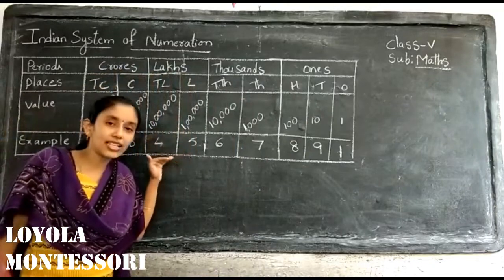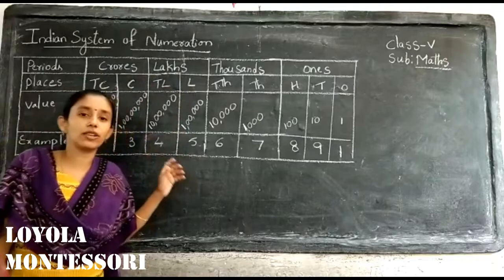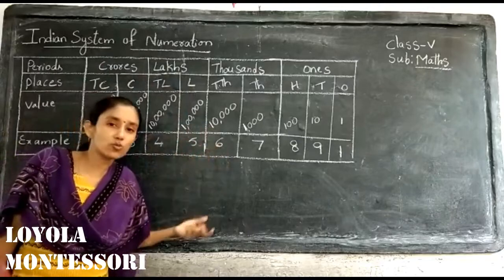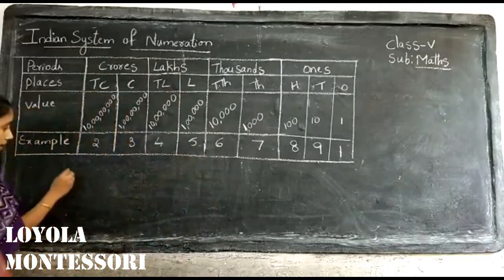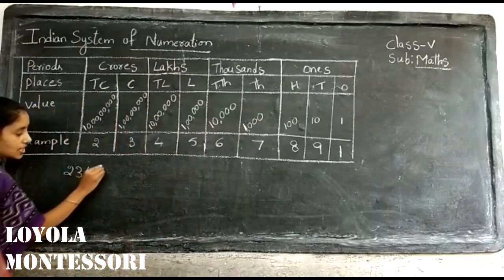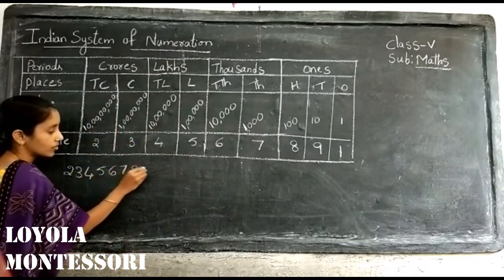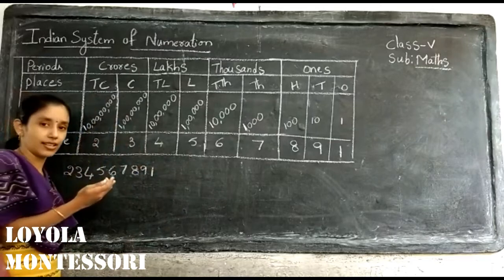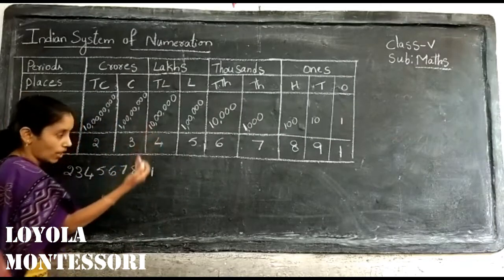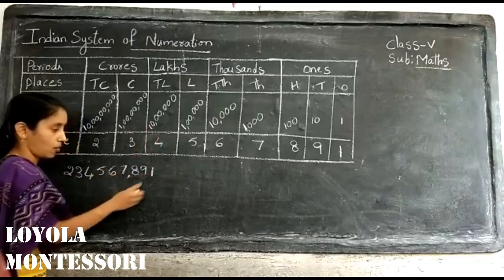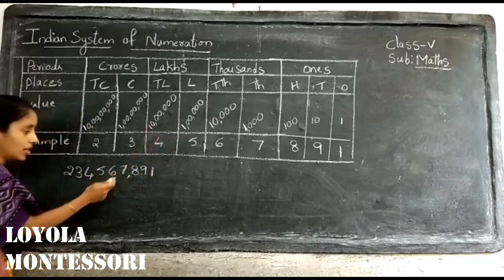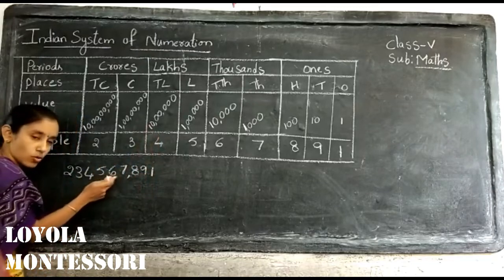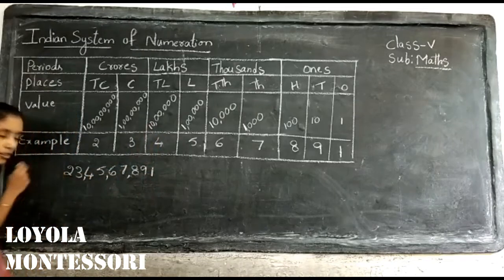So while writing a number name or reading the number, we have to place a comma after each period. So consider this example. Always place the comma from the right side. So after the ones period, after 3 digits, comma: ones, tens and hundreds. Next thousands and 10,000s, this is thousands period. Then lakhs and crores period.